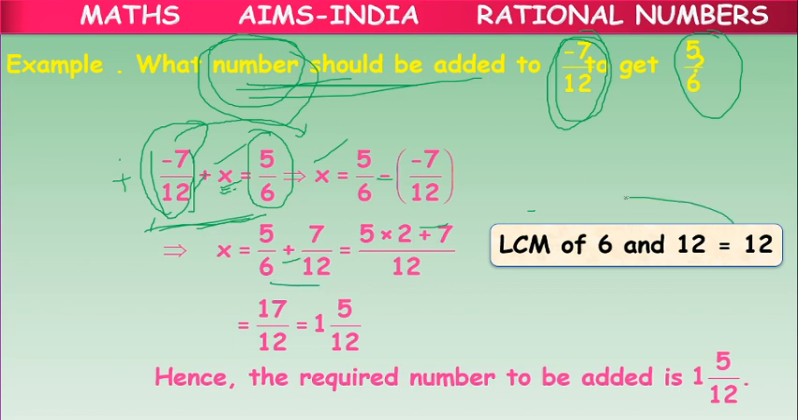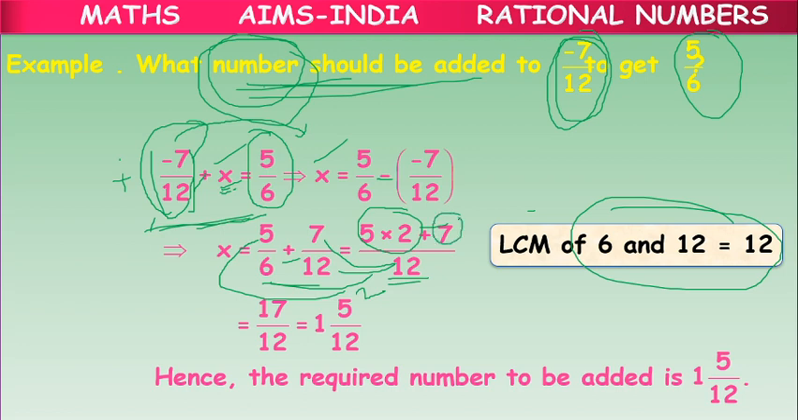6 and 12, LCM how much? 12. 6 twos are 12, so 2 into 5 is 10. 12 ones are 12, so 1 into 7 is 7. 10 plus 7 is 17. So 17 by 12.